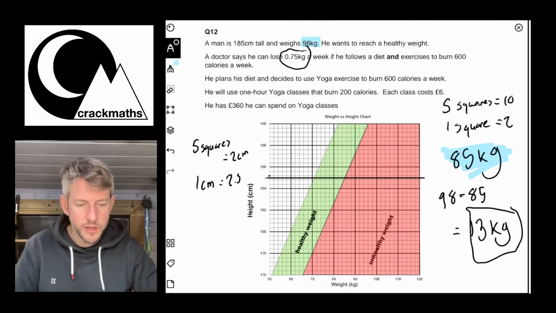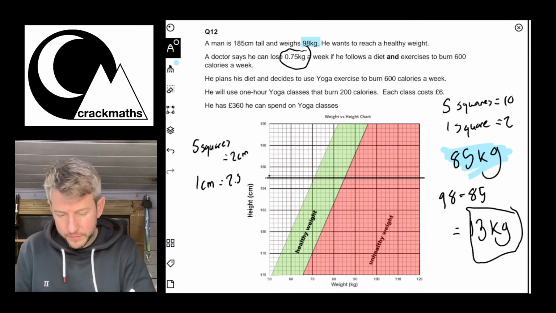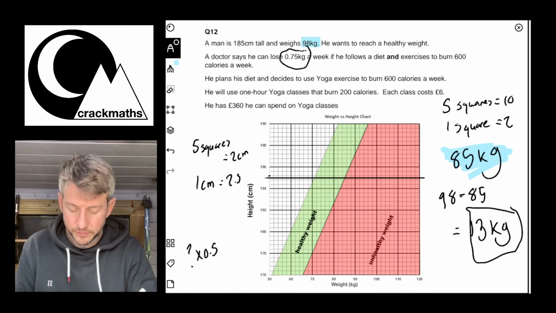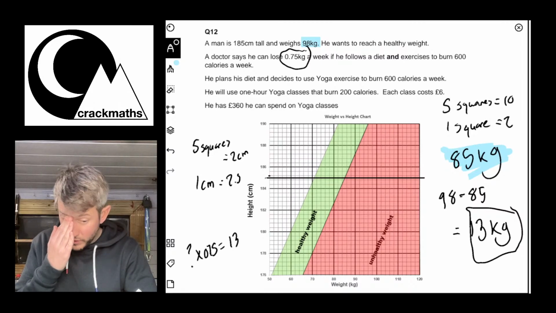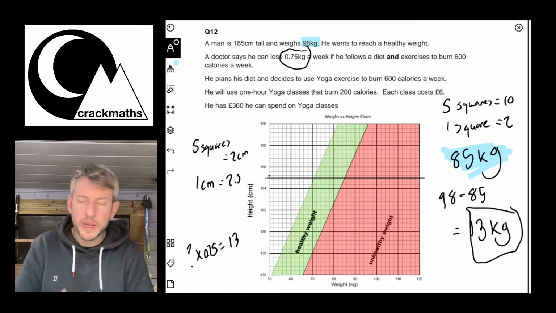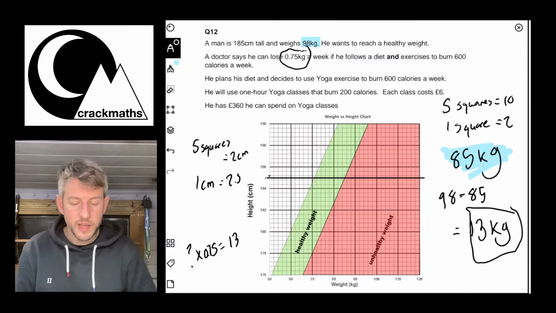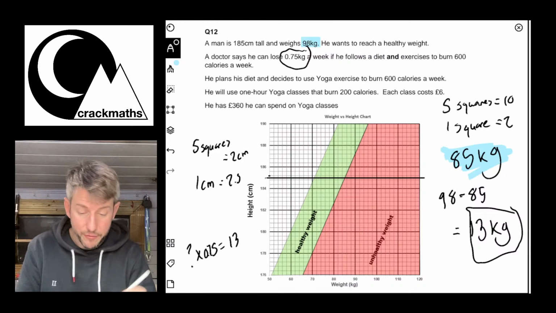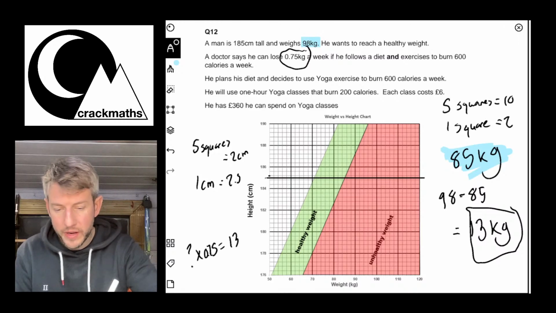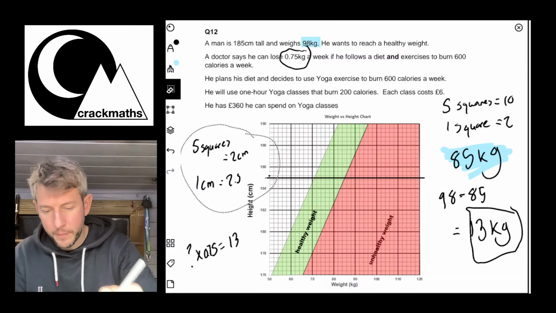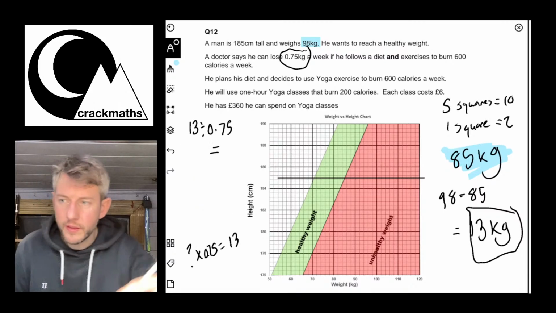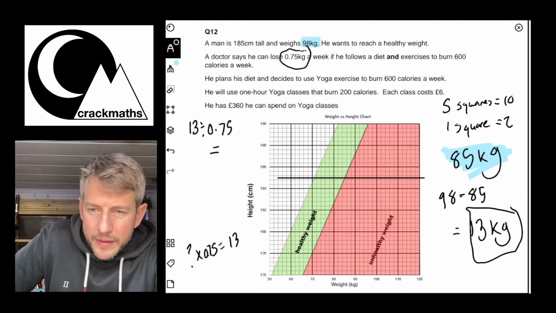So we need to do something times 0.75 equals 13. Okay, so we need to see how many weeks that is. So how many weeks gets us there? So what we're going to have to do is 13 divided by 0.75, and that will tell us the number of weeks. So let me write that up here. 13 divided by 0.75, and let's work that out on the calculator.